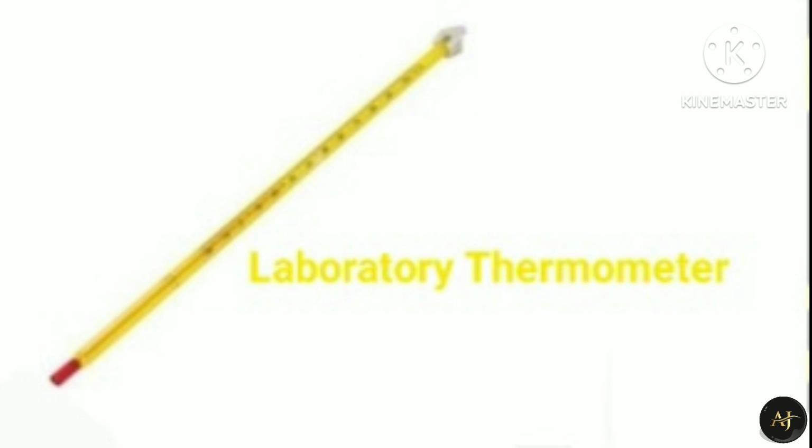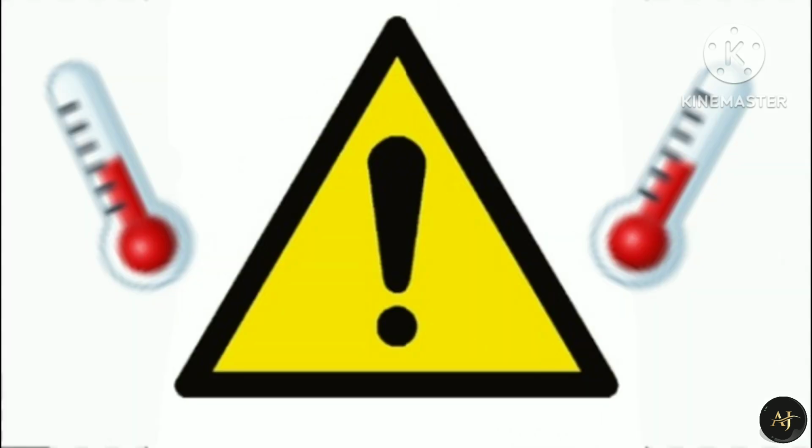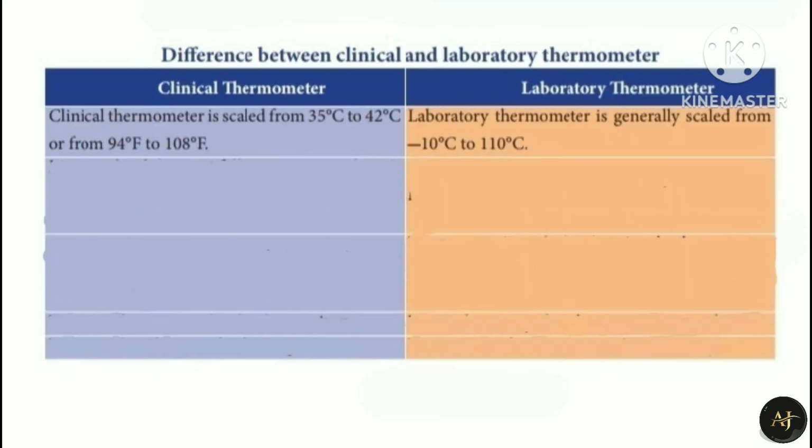A lab thermometer has only the Celsius scale, ranging from -10 degrees Celsius to 110 degrees Celsius. Precautions to be followed while using a laboratory thermometer. Do not tilt the thermometer while measuring the temperature. Place it upright. Note the reading only when the bulb has been surrounded by the substance from all sides.